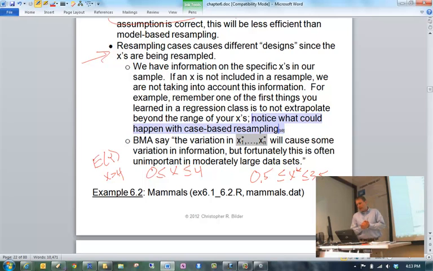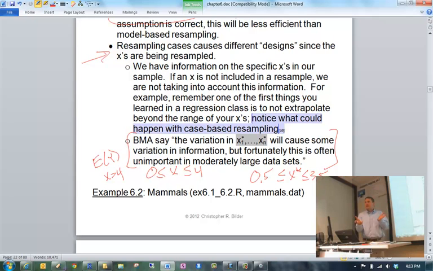So that can be a potential problem here. A disadvantage to do this compared to model-based resampling, where you always have exactly the same X's. In other words, you have the same design. However, then the authors of our book go on to say, well, this variation that we see in these X stars will cause some variation in information that you have.